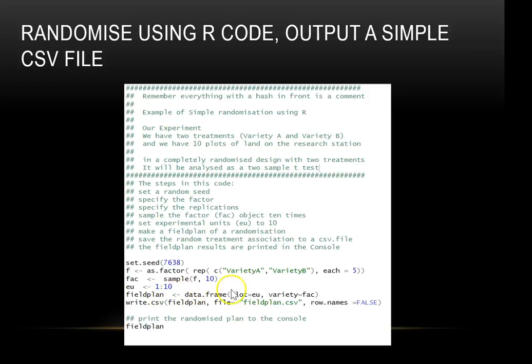to print out the data frame using our plot, our experimental unit, which is a plot, and our variety, which we've already assigned here. So don't worry about the detail, just understand how it works for your particular small experiment. We're then going to write a CSV file, and we're going to say I want the field plan to be written, and you can also have it written as a CSV file. So in this case, we will then print the randomization to the console and we'll be able to see it.